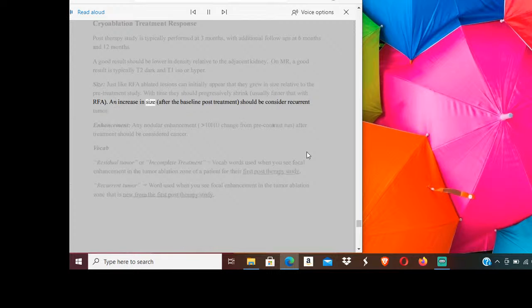An increase in size, after the baseline post-treatment, should be considered recurrent tumor. Enhancement: any nodular enhancement, 10 HU change from pre-contrast run, after treatment should be considered cancer. Vocab: residual tumor, or incomplete treatment, equals vocab words used when you see focal enhancement in the tumor ablation zone of a patient for their first post-therapy study. Recurrent tumor equals the word used when you see focal enhancement in the tumor ablation zone that is new from the first post-therapy study.